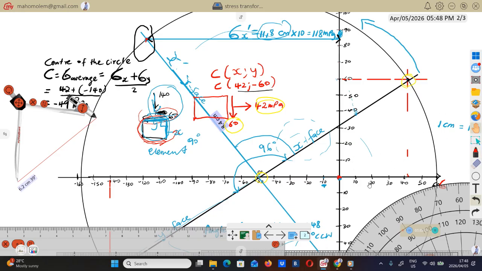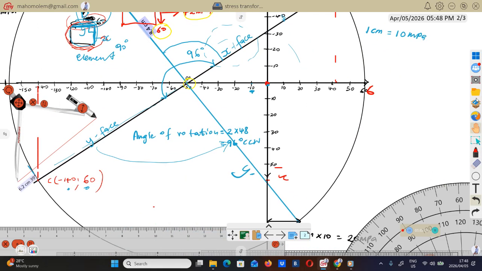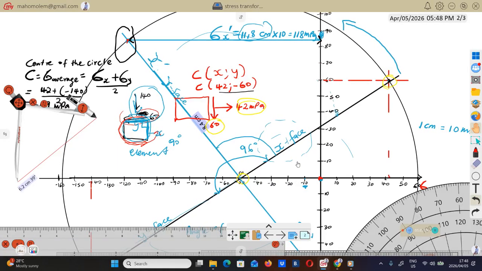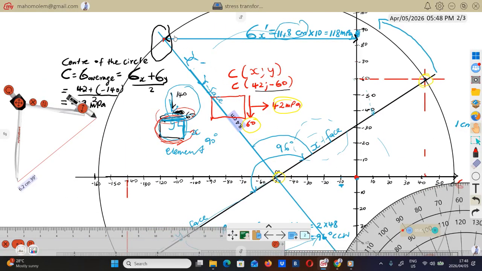For shear stress, it will be up to you. You can measure from this origin to here. Your answer will be the same. But let's just focus on the x face. So we're going to measure the shear stress from the x face.